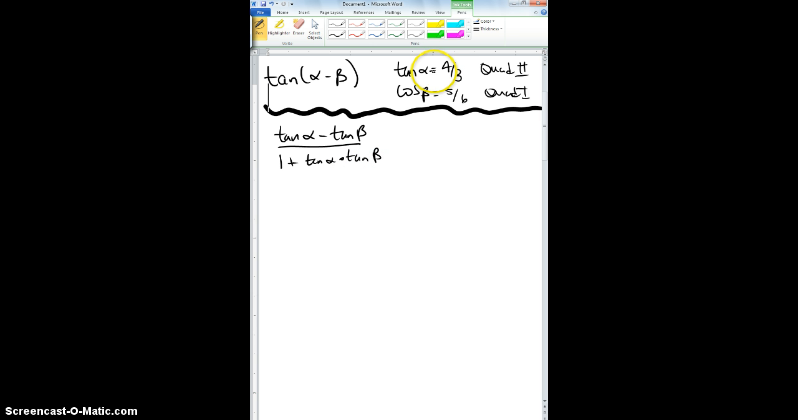So what we need is tangents, and obviously we have one here, which is awesome. We have that tangent, and I believe that's a negative, obviously, if we're in quadrant 2. Has to be negative. So we do need the tangent for this guy.